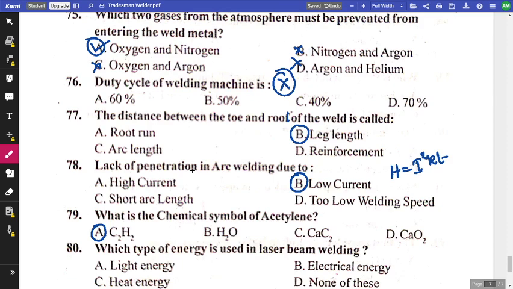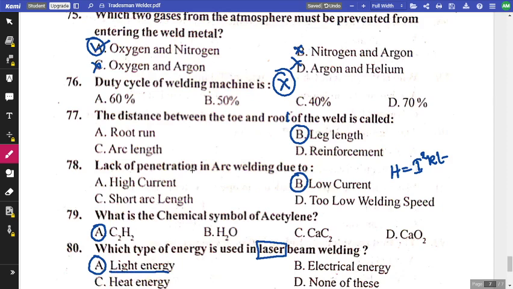Here is our last question. Which type of energy is used in laser beam welding? Laser means light amplification by stimulated emission of radiation. From the name itself, we can tell that we will be using light energy for laser beam welding.